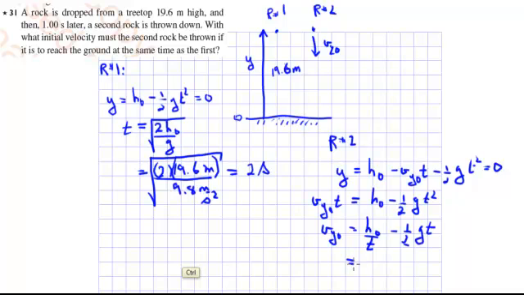And that's going to be equal to 19.6 meters divided by 1 second minus 1/2 times g, 9.8 meters per second squared, times 1 second. So this is 19.6 meters per second. That's the first term. Second term is 4.9 meters per second. 19.6 meters per second minus 4.9 meters per second is 14.7 meters per second.